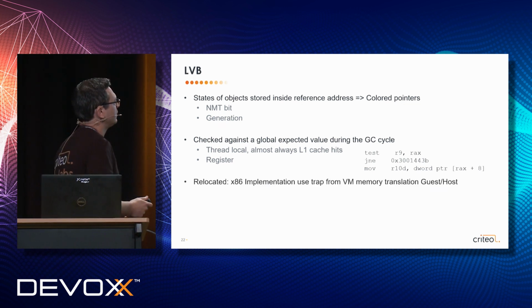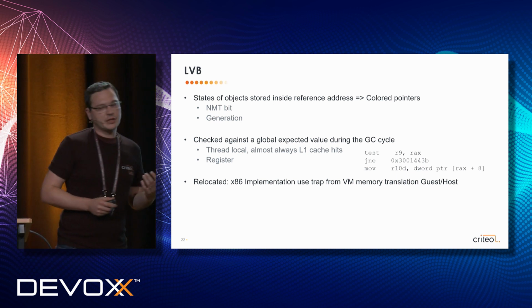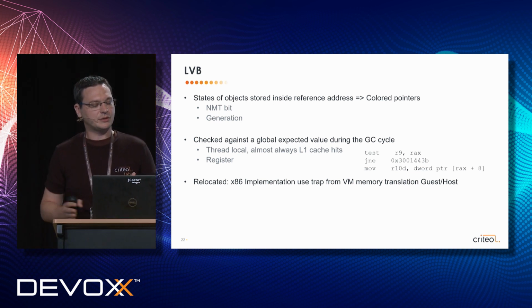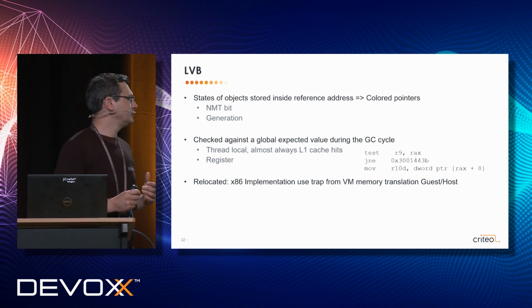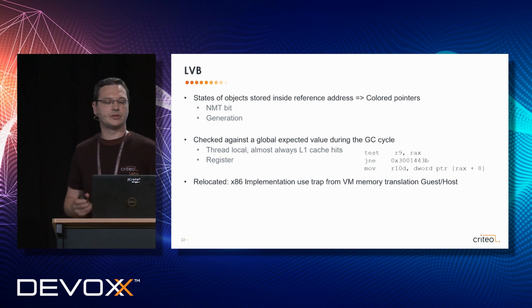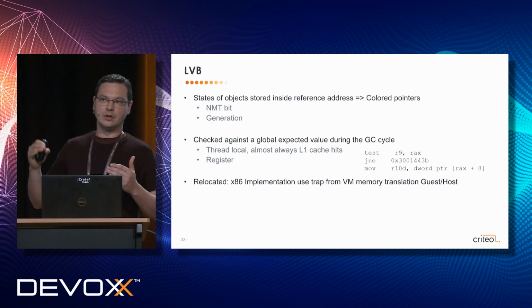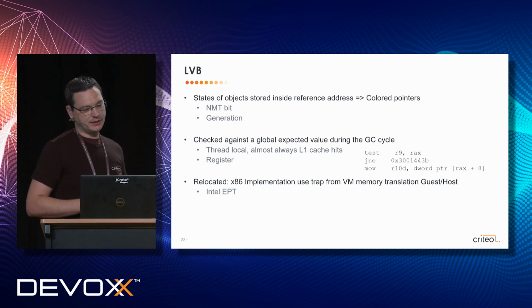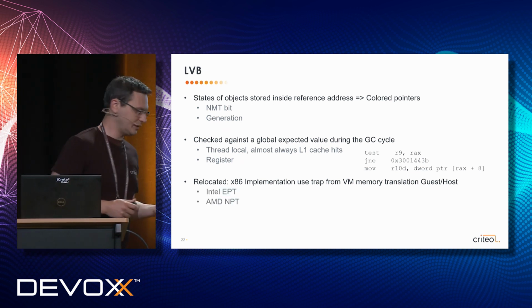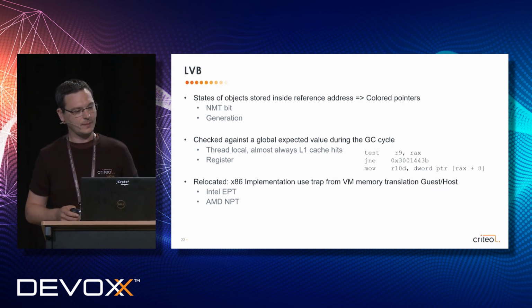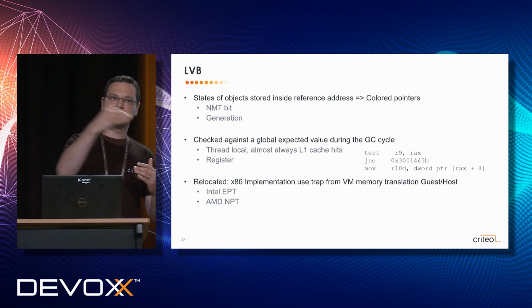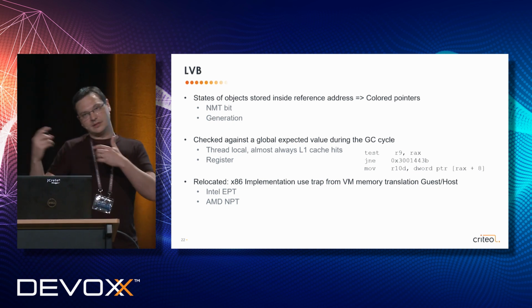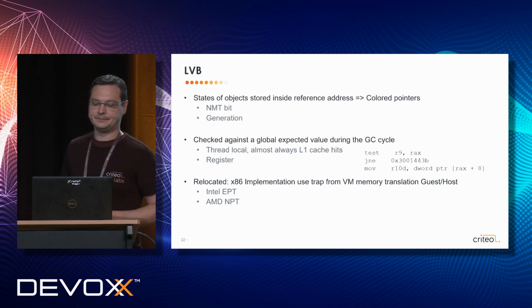That's for the not-marked-through bits, but for relocation, there is another mechanism implemented with the VM memory translation, from the virtualization guest-host memory translation. They are using this mechanism to implement a kind of trap handler. So for Intel, it's EPT, extended page table, and for AMD, it's nested page table. So they use this to have a callback when we access an object that should not be accessed. It's like a page fault, but they insert a trap handler to correct it.